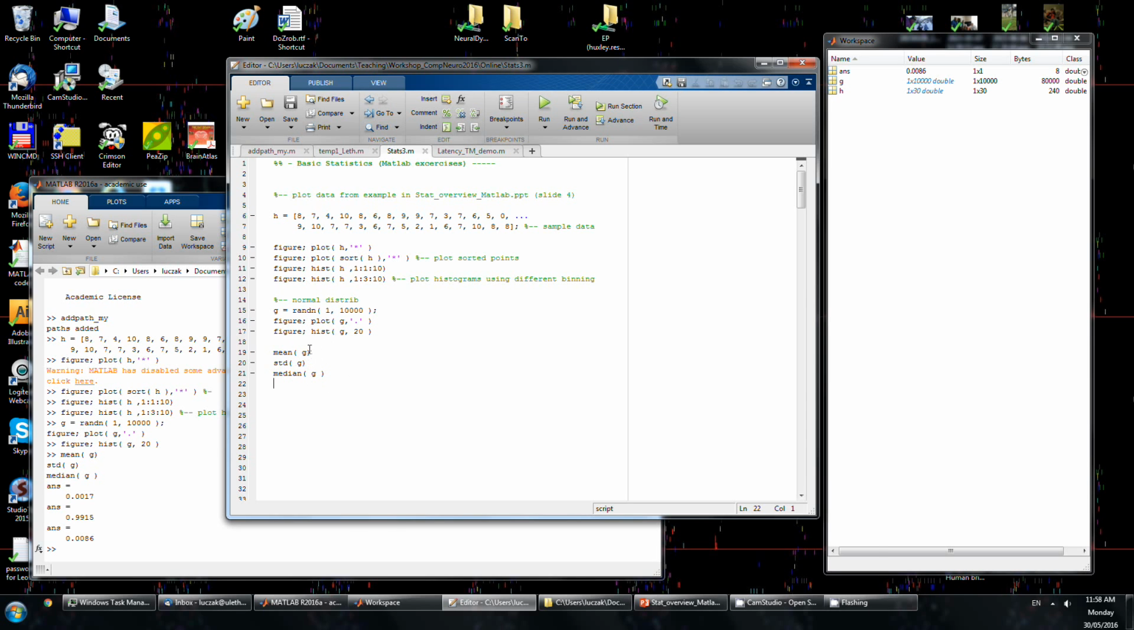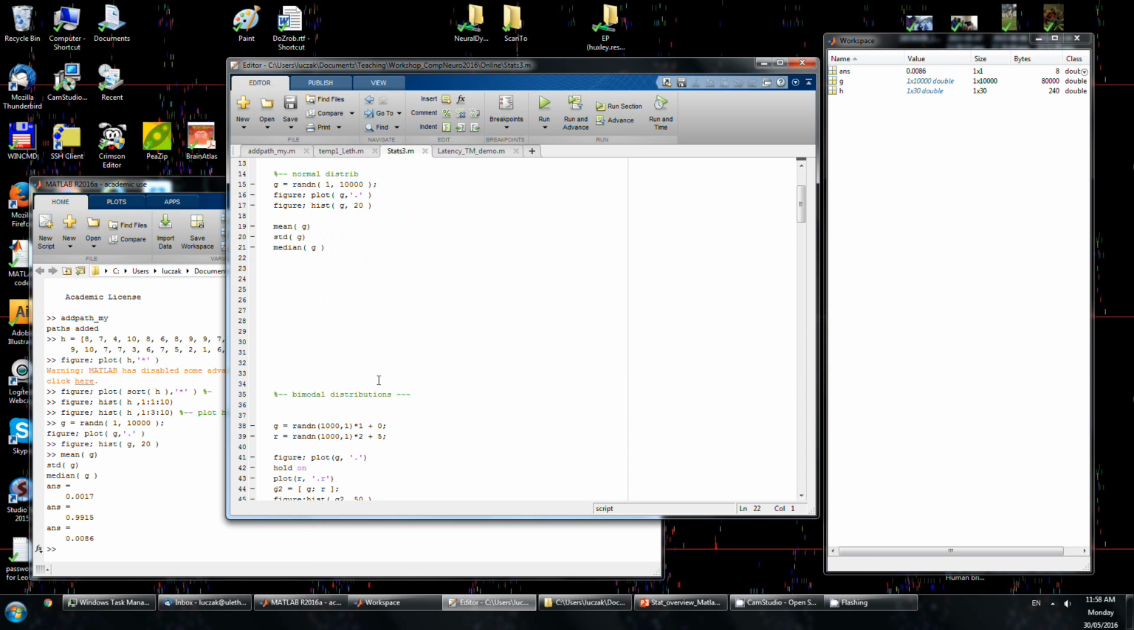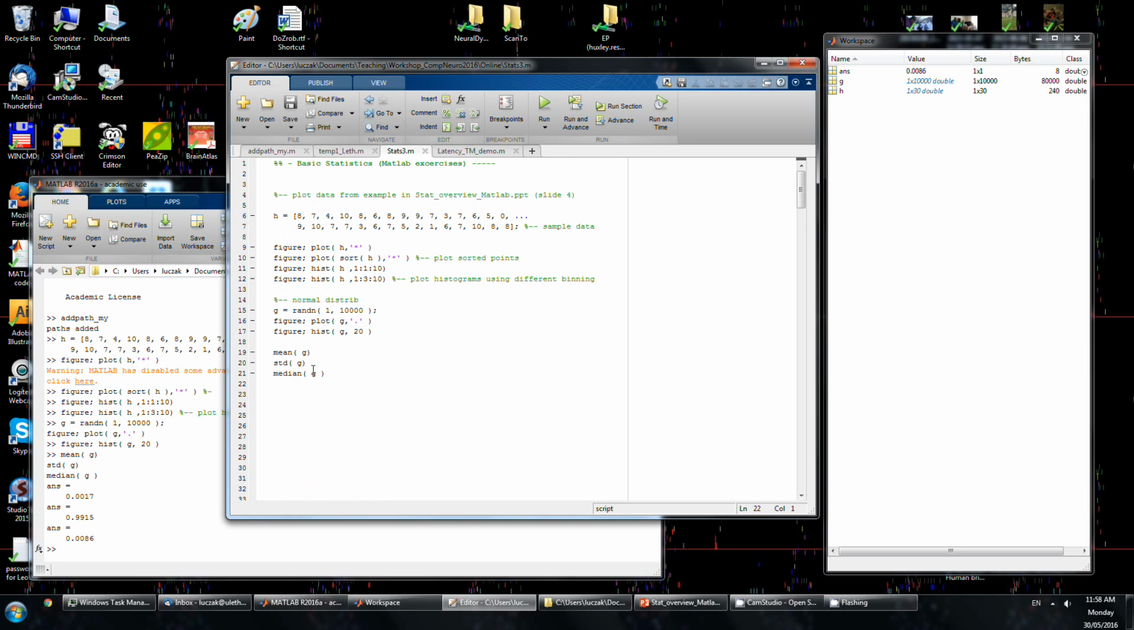If we have large data sets and we cannot visually examine everything, then comparing those two numbers could be useful. Okay, so now you can pause and have some exercise.